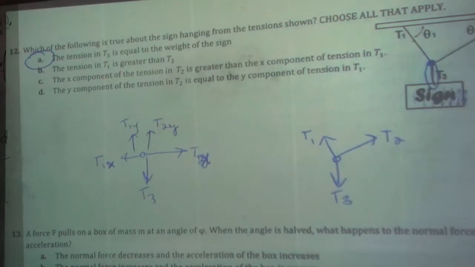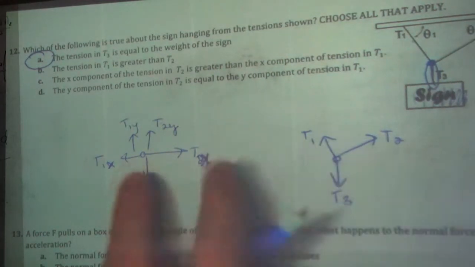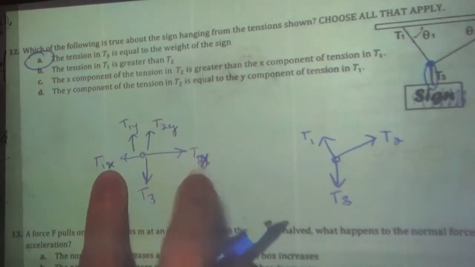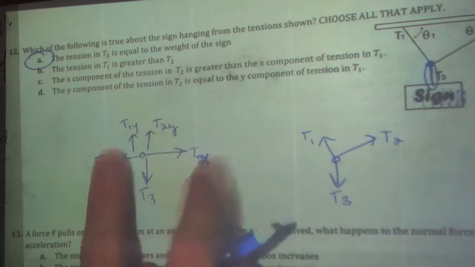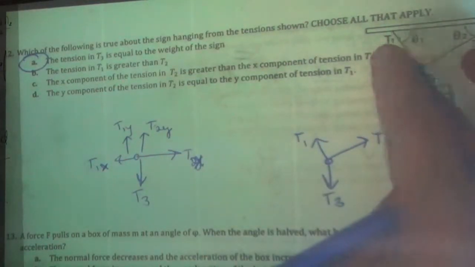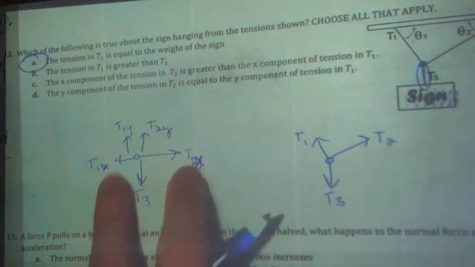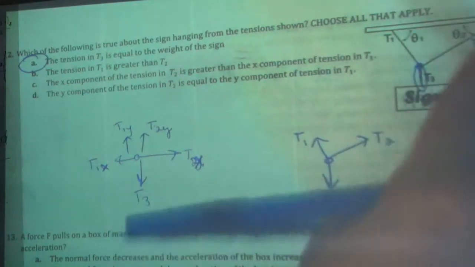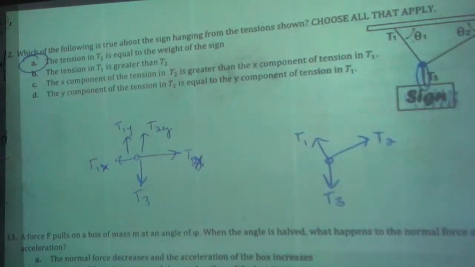B, the tension in T1 is greater than the tension in T2. If we look right here, the x component of T1 is equal to the x component of T2, but they're at different angles, so that tells me they have different tensions. Because their x parts have to be equal and their angles are different, the actual total tensions have to be different as well.